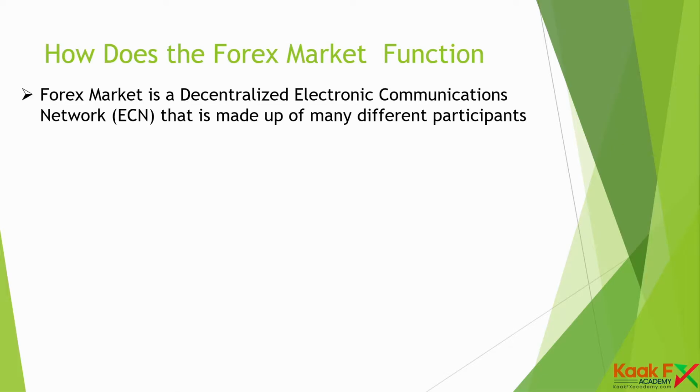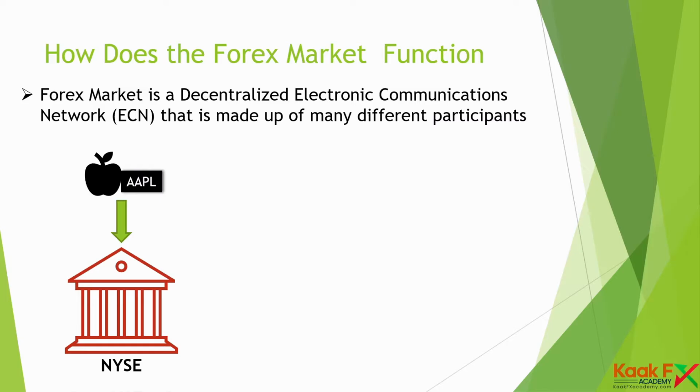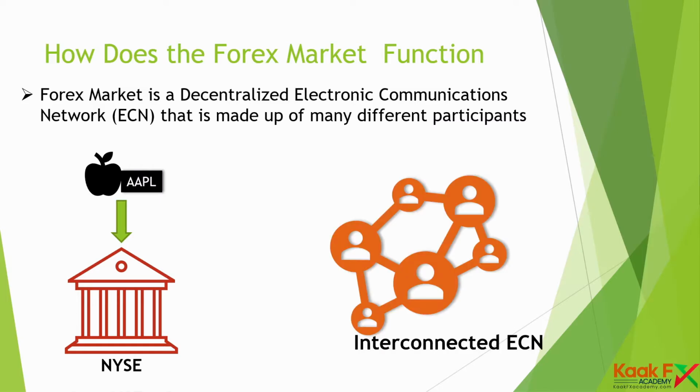Okay, now we're going to look at how does the Forex market function. Forex market is a decentralized electronic communication network, short form ECN. What does decentralized ECN market mean for us traders? Example, if we want to buy an Apple stock, we have to use a centralized stock exchange like the New York Stock Exchange to purchase the shares. But when we are buying a particular currency, we don't know who the seller is. It could be anyone who is connected to the ECN Forex network at that particular time.